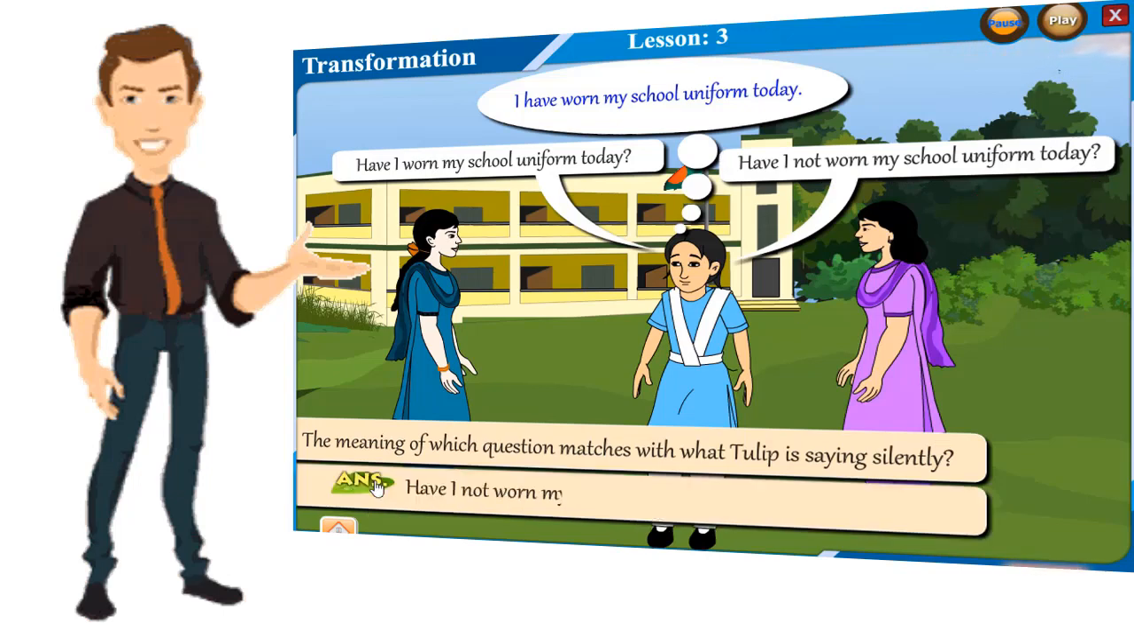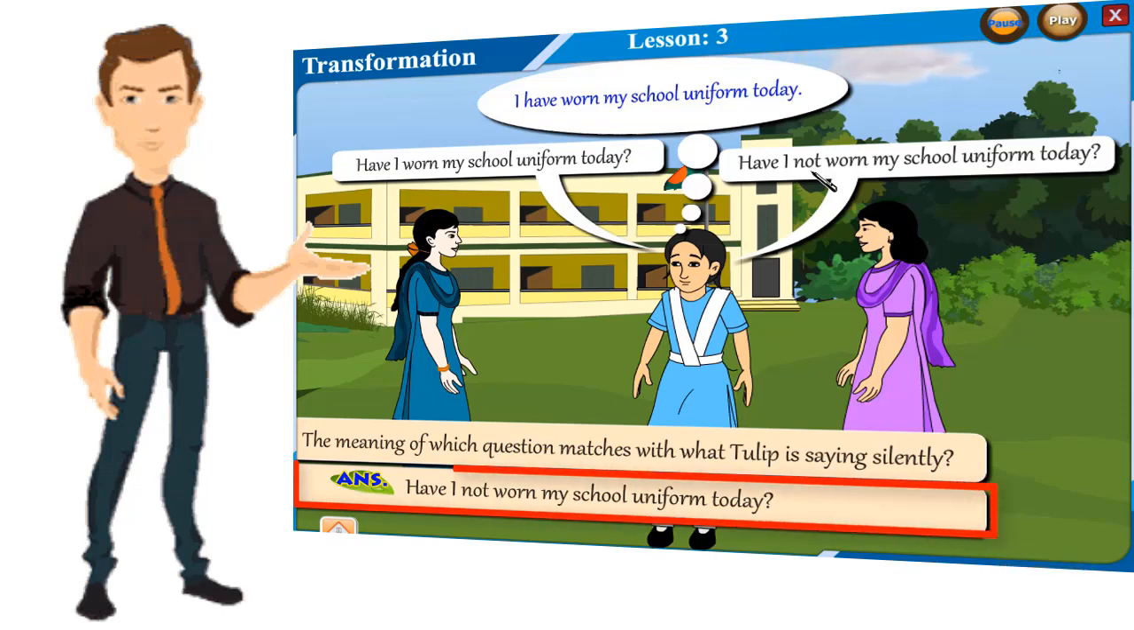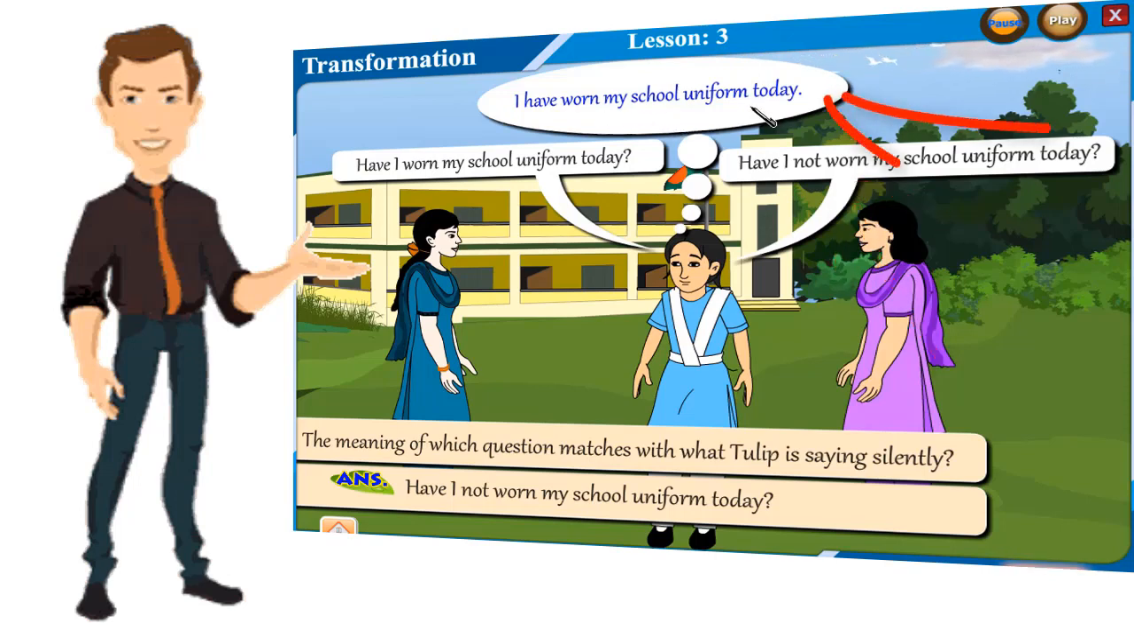Why, dear? Because I have told you in the previous slide that negative and negative make positive. I have worn my school uniform today is a positive sense. Have I not worn my school uniform today is also a positive sense, positive meaning. Because have asks a question, so negative meaning, not is also a negative meaning, and mixed together they turn into a positive meaning. So it is the answer. Have I not worn my school uniform today? It is the answer for I have worn my school uniform today. So I hope all of you understand why this sentence is similar to these sentences.